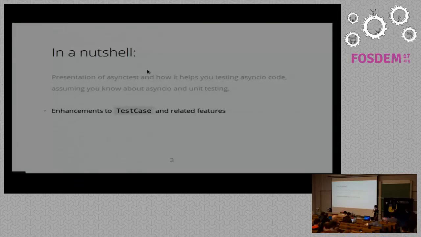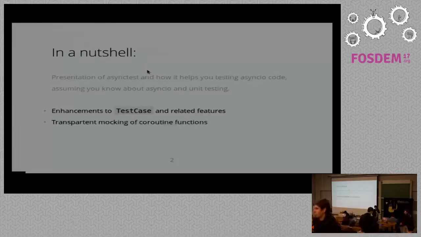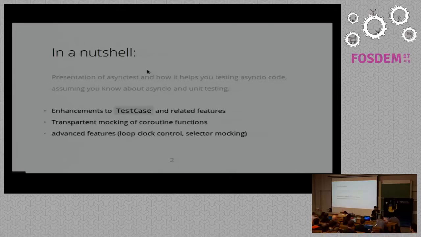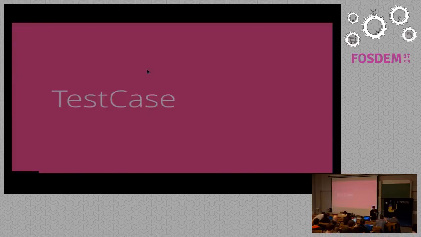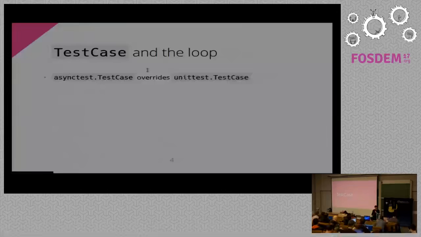So we'll talk about what I made to enhance the unittest package, the standard package from Python. Most of what you will see is basically built on top of unittest, so it's like a drop-in replacement. You can use asynctest instead of unittest and it will work as expected. I will show you how I implemented transparent mocking of coroutine functions, which is probably the most useful feature of asynctest. And I will show you a few advanced features that might also be interesting. So let's start with a presentation of a test case.